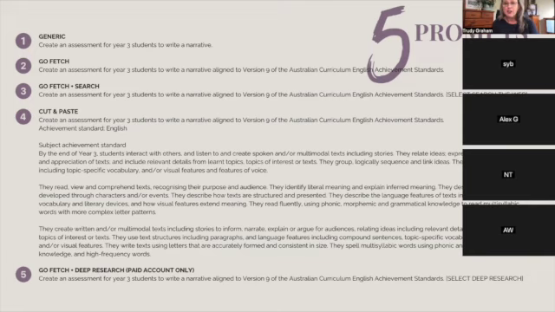The first one I've called generic, and you can see that prompt is very generic, with no reference to the Australian curriculum. It's just simply create an assessment for Year 3 students to write a narrative. The next one I called Go Fetch. Here I've extended the prompt and been specific, again same unit, Year 3, write a narrative, but I've directed it to go to version 9 of the Australian Curriculum English Achievement Standard.